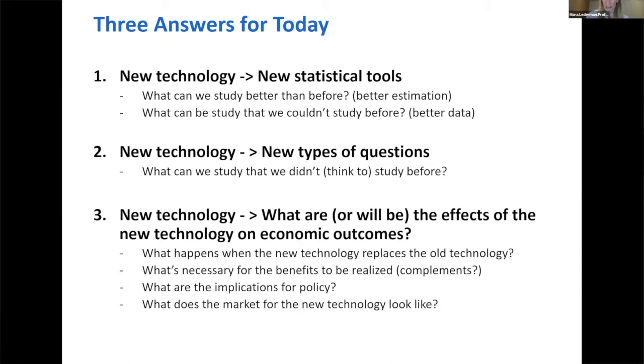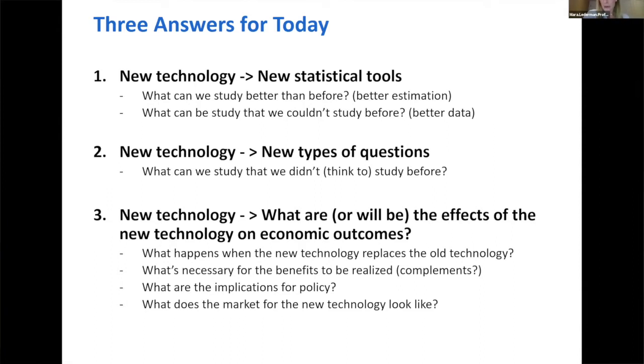Second answer for today is we have a new technology. This new technology is actually opening our eyes to new types of questions. And so what might we start studying that we didn't seem to study before, or we didn't think to study before? And I'm going to spend the least amount of time on this. I'm really just going to focus on what Sendhil Mullainathan and his co-authors have introduced as this idea of prediction policy problems, as opposed to the causal inference policy problems that we typically think about.